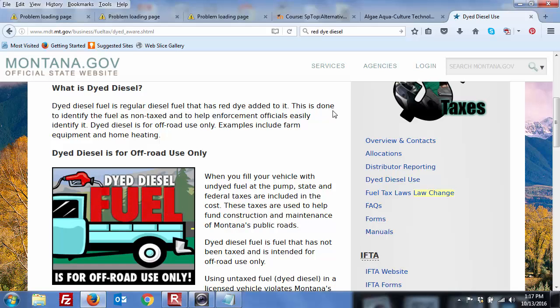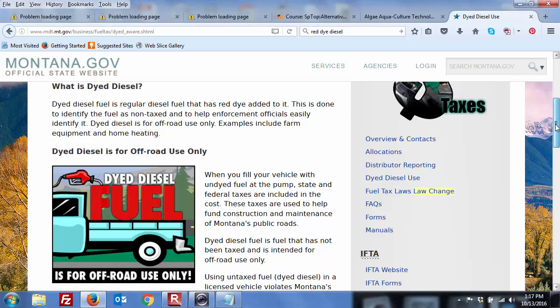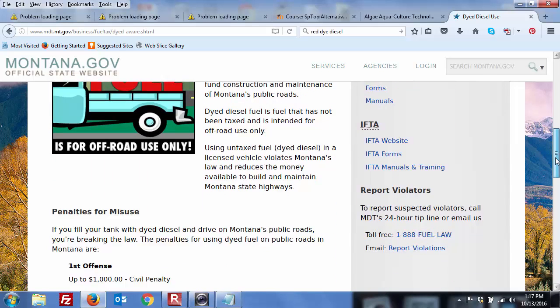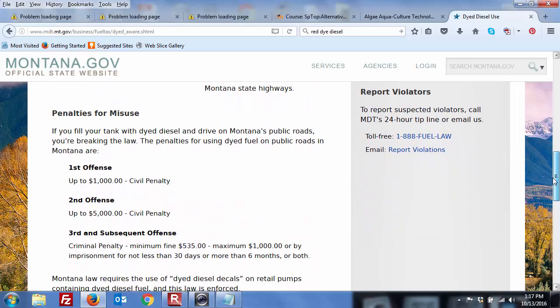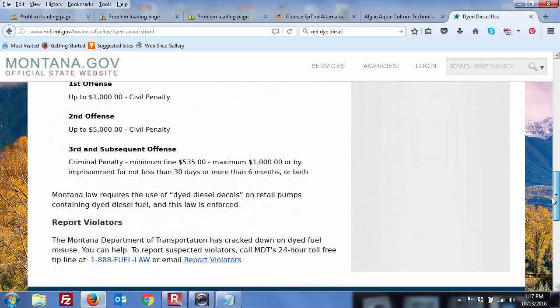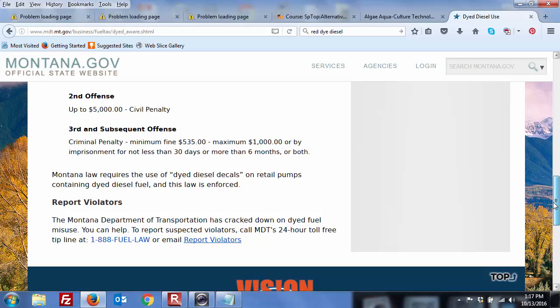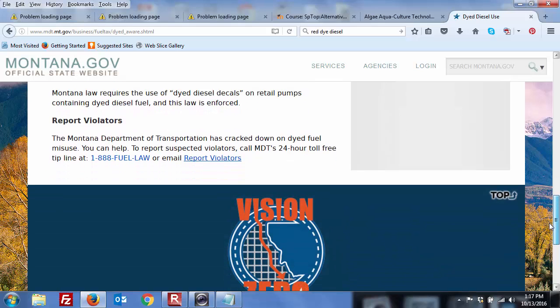I think the whole point is, if I'm going to make the fuel and not pay any taxes, then I'm compelled to put the red dye in it, and sorry, but you can't drive it on the road. So it's a financial marker, is all it is. You could argue that point, but it makes sense. There's a $1,000 civil penalty for red dye diesel.